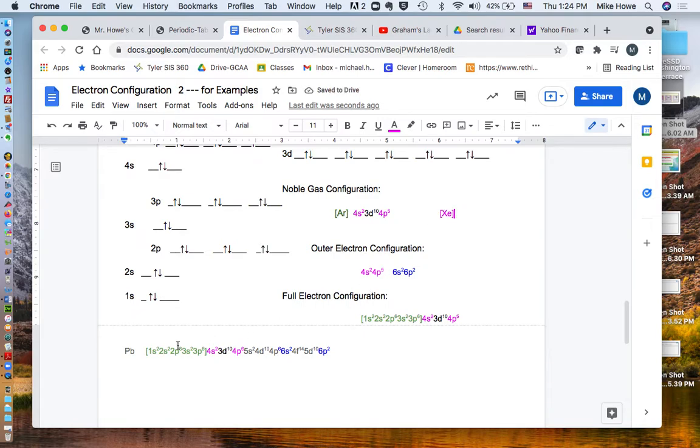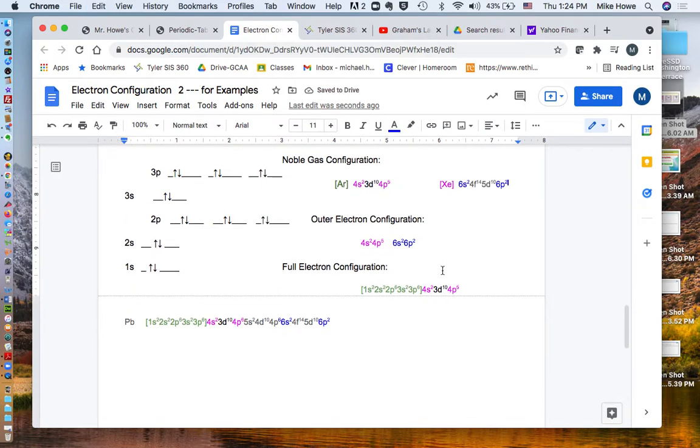Okay, so that 54 down here, that's 36, 38, 48, 54. 54 goes to right there. So all of that is covered by the symbol Xe. And then to finish the noble gas configuration, you just take what is not covered by the symbol Xe and write those out. And that's the noble gas configuration.